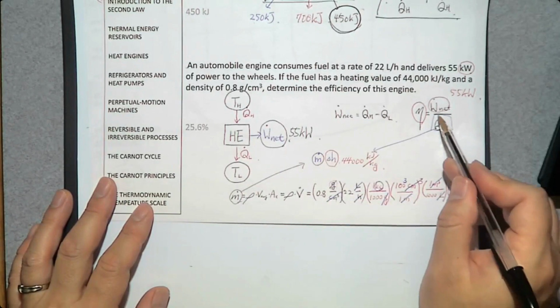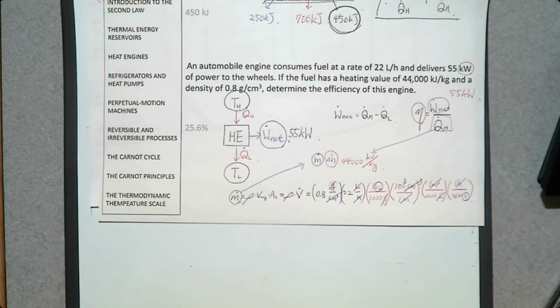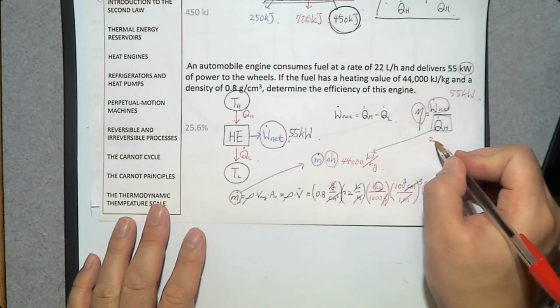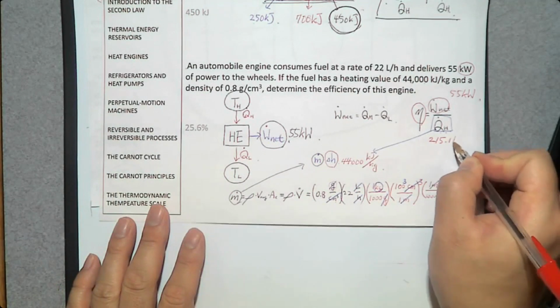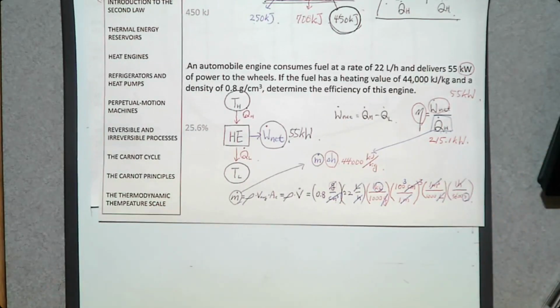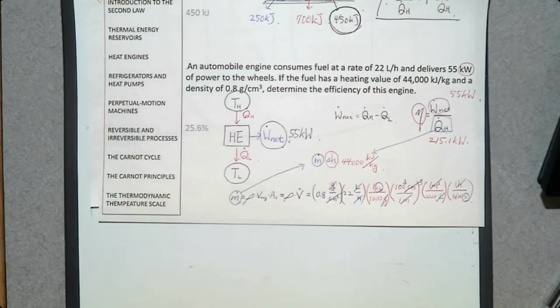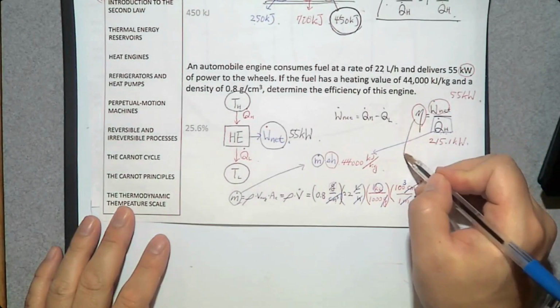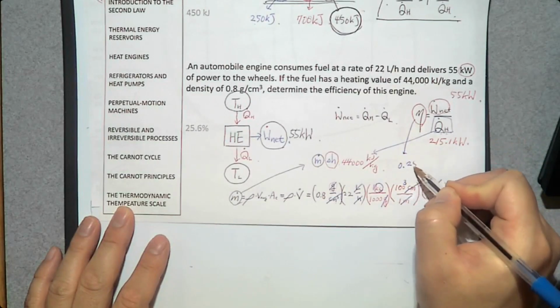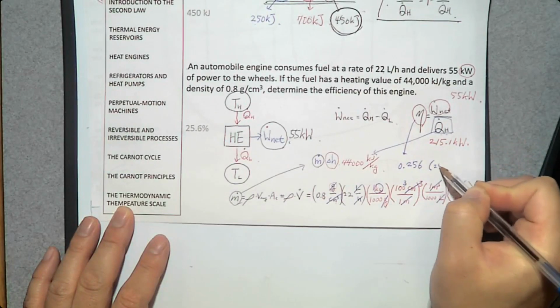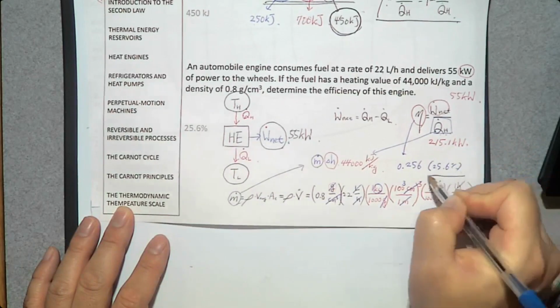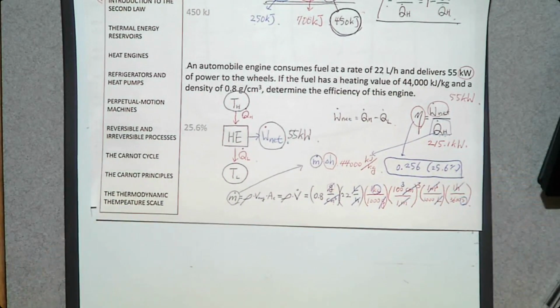Then that will be Q dot H. If you do the calculation, you get Q dot H, that is 215.1 kilowatt. So now, can you determine the efficiency? Yes, you can. So what is the efficiency? 0.256. In other words, 25.6%. This is the efficiency. Any question?